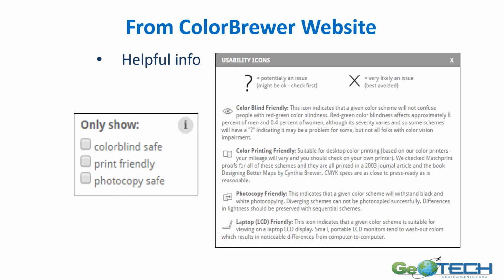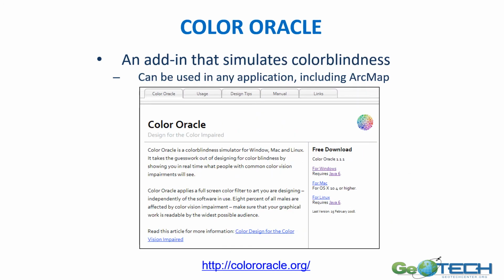For additional help on that, ColorBrewer also has on her website an application that can help you look at different visualizations and colors. She also uses Color Oracle, which is an add-in that simulates color blindness, and it can be very instructive if you have created a map and then look at it as someone with color deficiencies would.